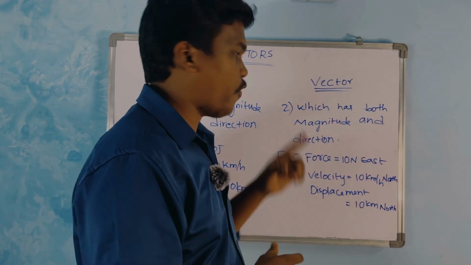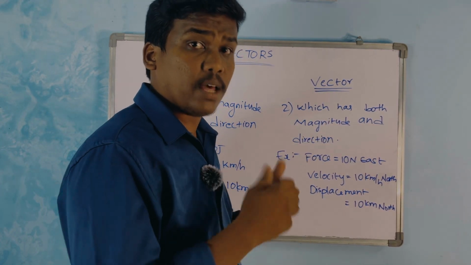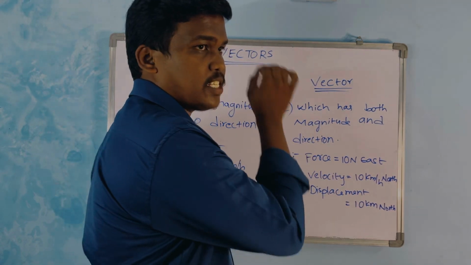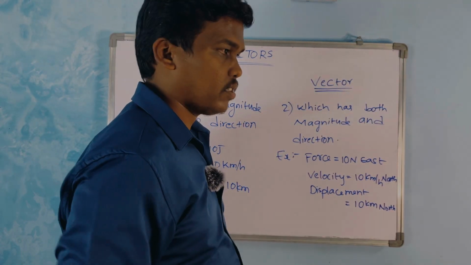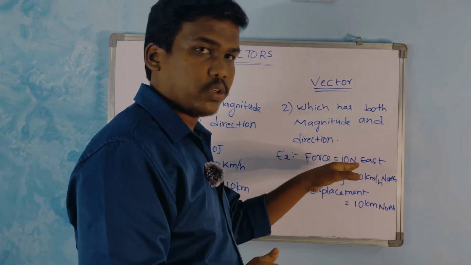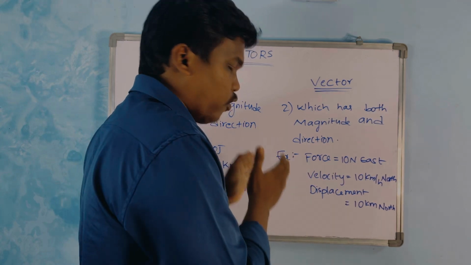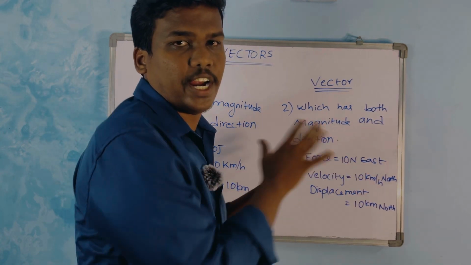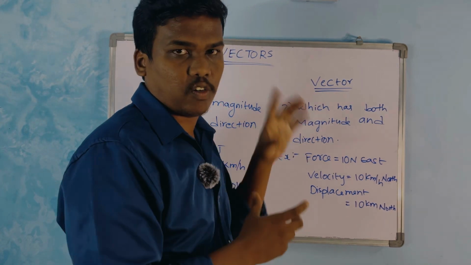What is a vector? A vector has both magnitude as well as direction. It specifies magnitude as well as direction. Some examples: force is 10 Newton east. For the force, the direction is specified. That means force is a vector quantity.